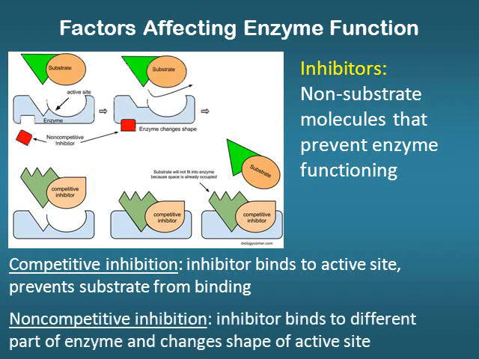Now, in non-competitive inhibition, we see that the inhibitor now binds to another place on the enzyme. And when it binds to that place on the enzyme, suddenly the active site changes its shape as a result of that binding. So you see here this very triangular shape, and then after the binding of the inhibitor, a change in that active site, which of course will prevent the substrate from binding altogether.